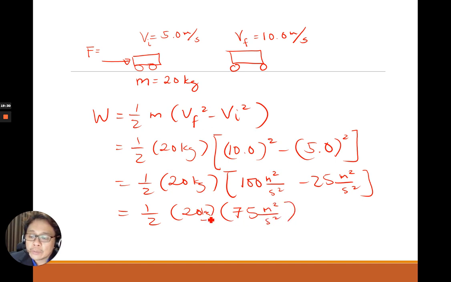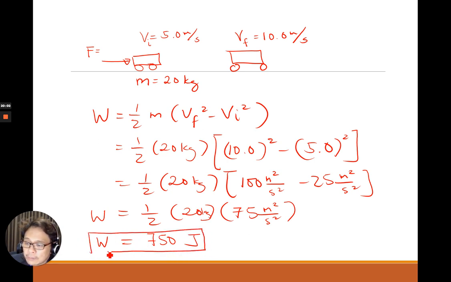Now we know that when you multiply these units, you put them together, kilogram meters squared per second squared is actually the joule. So the work done because of the push on this object would be, let's compute, 750 joules. So that is the work done on the object. This is also the change in kinetic energy.